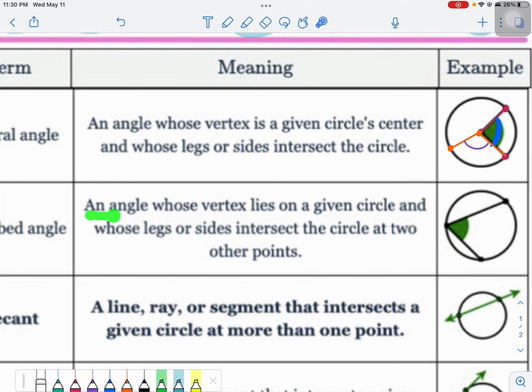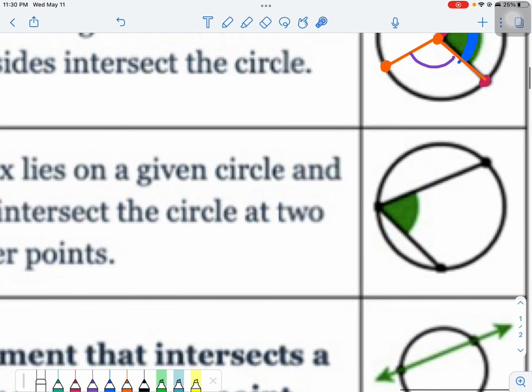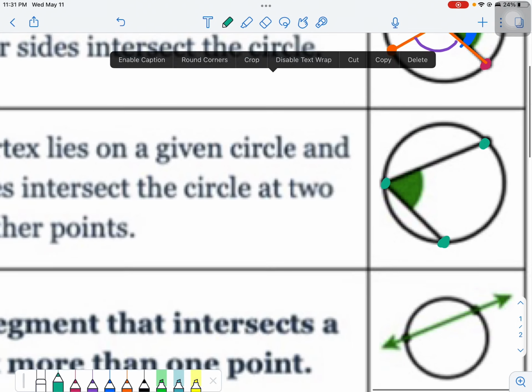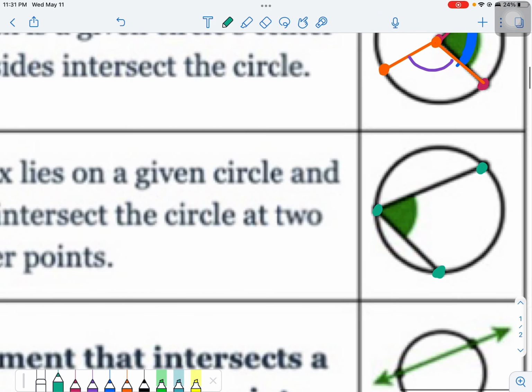An inscribed angle is an angle whose vertex lies on a given circle and whose legs intersect the circle at two other points. So this is also forming an angle by three points. So we have 1, 2 points, 3 points. Now, the only thing that's different on this one is that the angle is not in the center. The angle is actually all the way across the other side. Look at that. All the way across the other side. And it's formed right there.